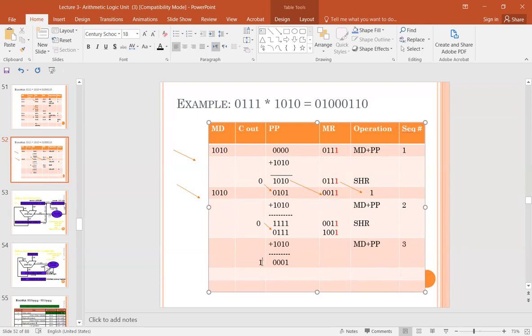So that's my carry out. So this is the result of adding 7 plus 10, which is 17. However, this carry goes into the carry out, and the result which remains in my partial product is 0001. Now, if I did not keep this carry, if I did not notice this carry, I will definitely have a wrong result, and you can test it for yourself. So now this is my result. So this guy is still 1001.